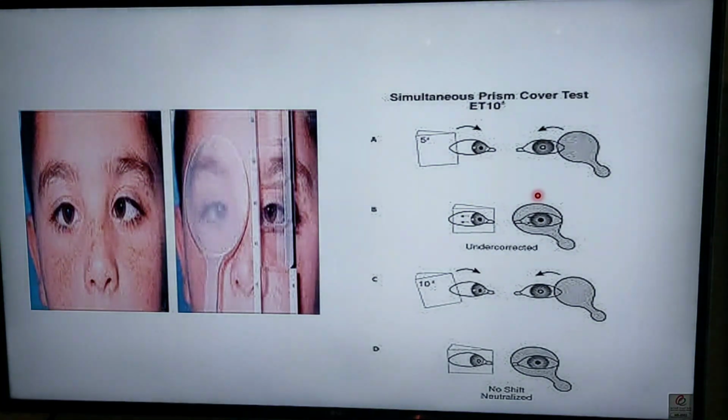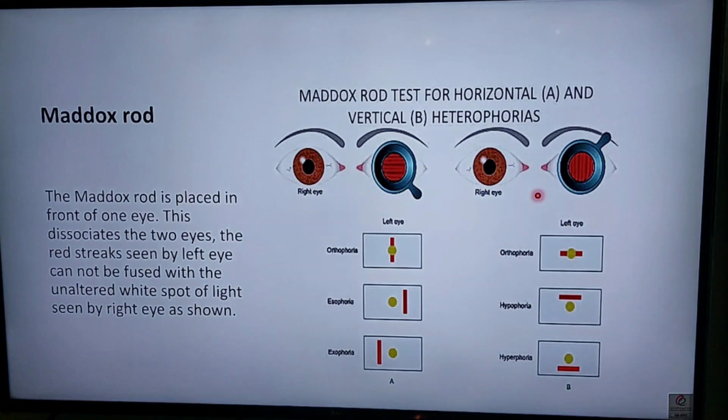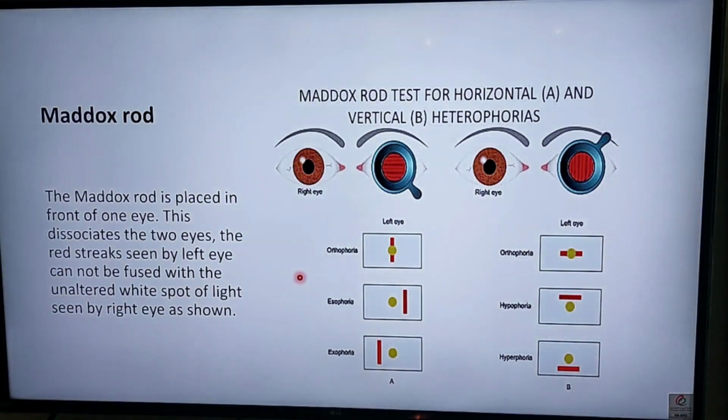You'll gradually increase the strength of the prism until your neutralization point is reached. What does that mean? That means that you will not have any movement. And if you increase the strength, then there would be a reverse. Okay. Now talking about the Maddox rod and where the prism is used.